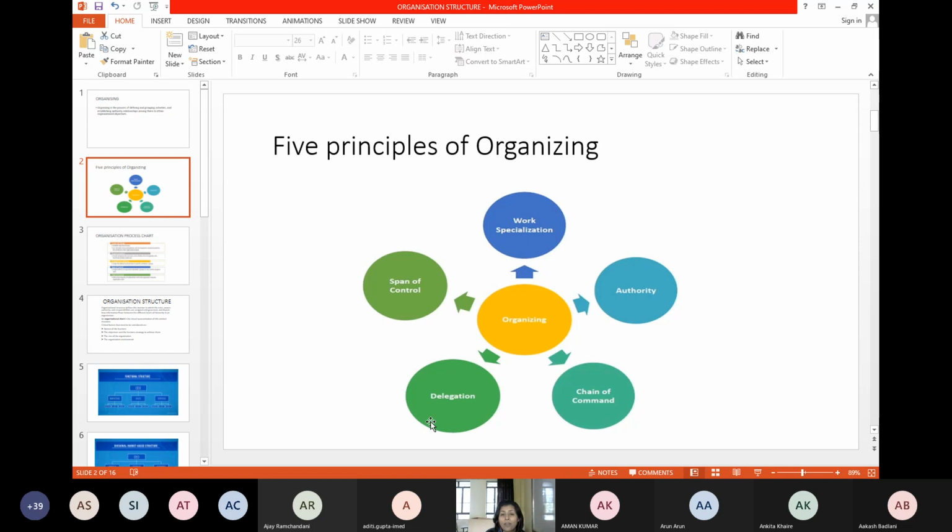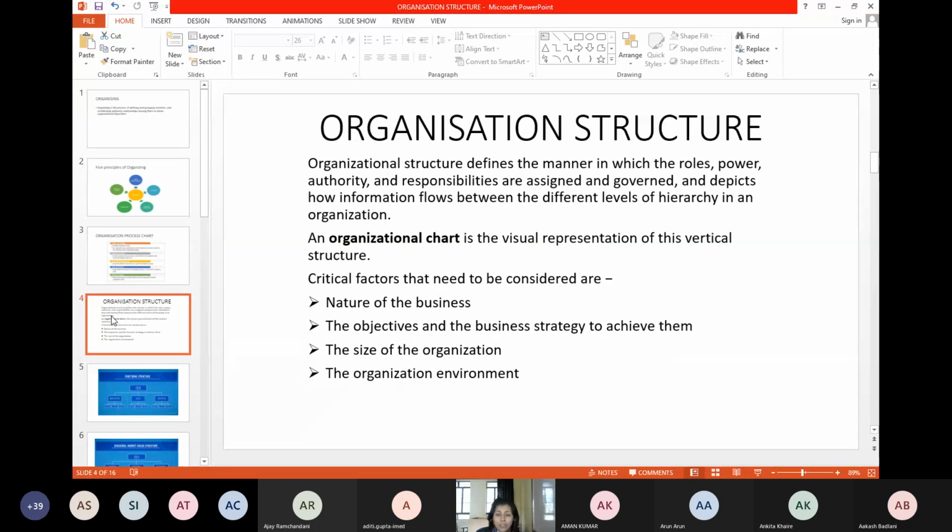Now while you understand all these aspects, you have to take into account these 5 principles, and accordingly you have to design your organizational structure. While considering organization structure, there are various critical factors that you have to understand. So what are these factors? We have discussed this, I guess, yesterday.